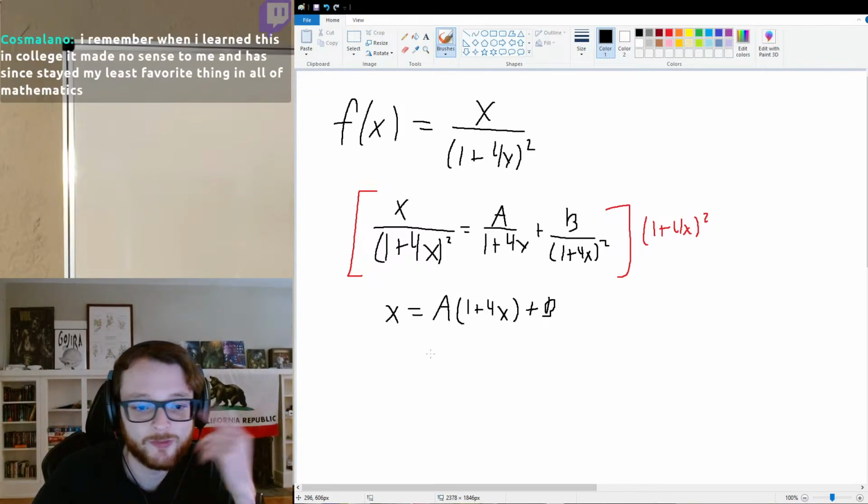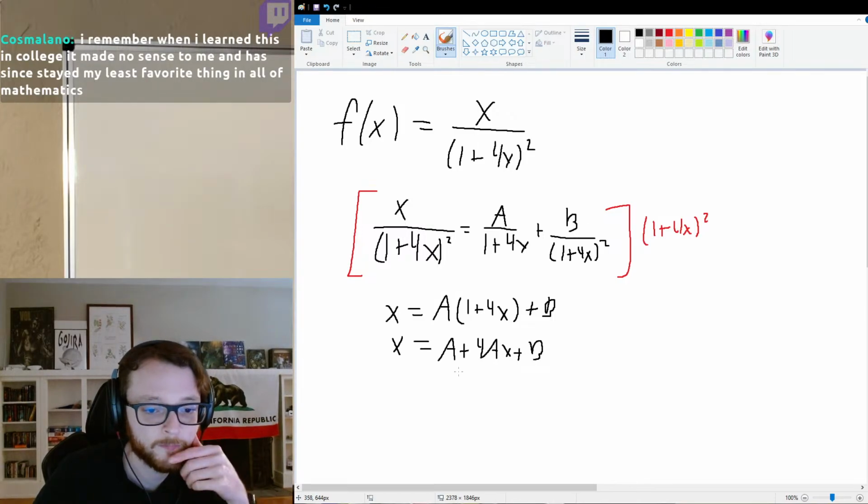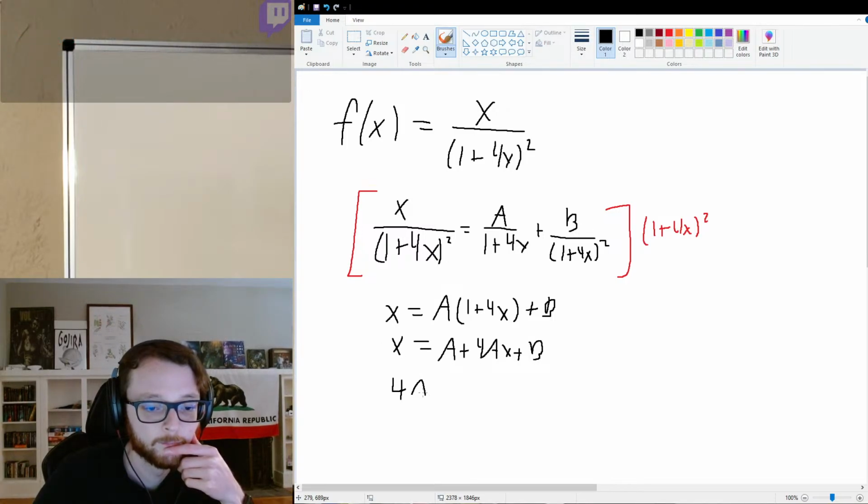Oh, this partial fractions is not so bad, is it? A plus 4ax plus b. So it's just the same technique that I've been using here. Equating coefficients, we get 4a equals 1, and a plus b equals 0.